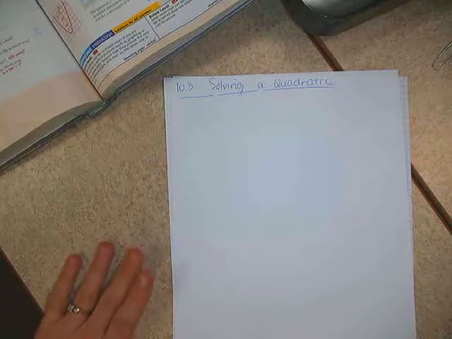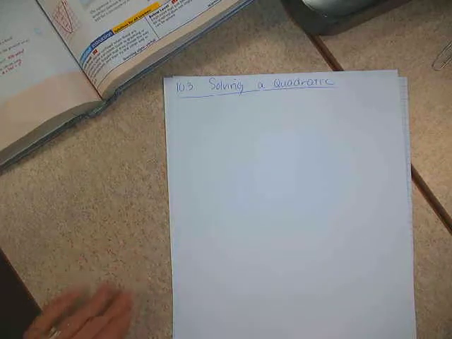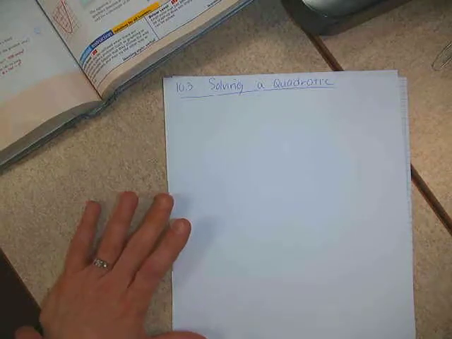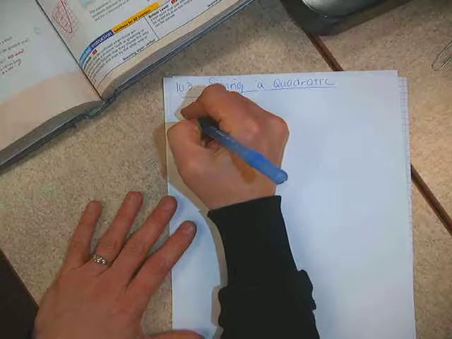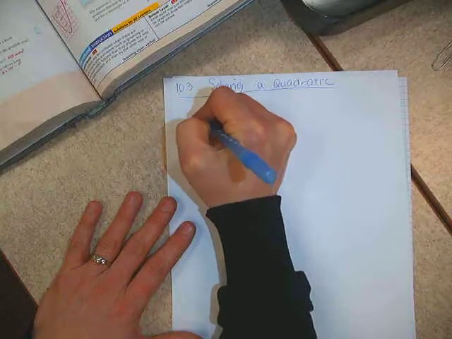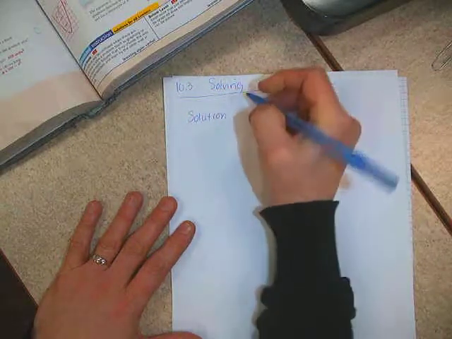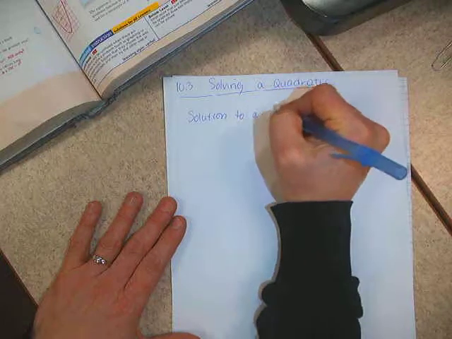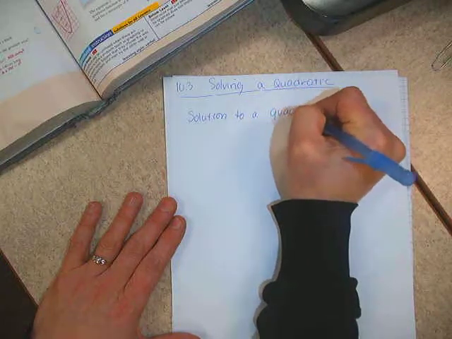When we're solving a quadratic, there are different methods when it comes to solving, but the first one we're going to focus on today is solving by graphing. But before we get into the graphing and how that's one of the methods, we need to talk about what a solution looks like, okay?